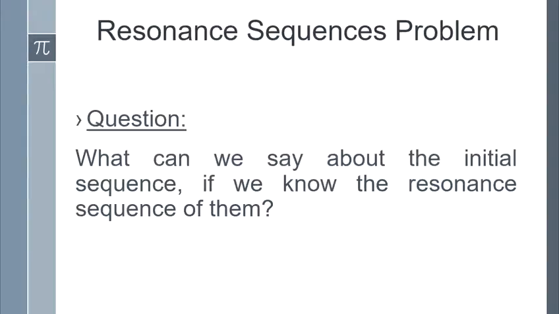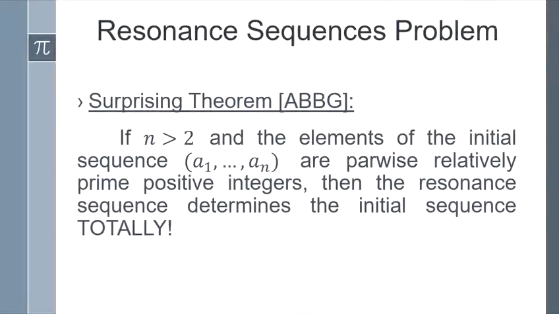Now you can ask the question: what can you say about the initial sequence given only its resonance sequence? A surprise theorem due to Alvarez, Birbrair, Berendt, and Giroux says that if n is bigger than 2 and the elements of the initial sequence are positive integers relatively coprime 2 by 2, then its resonance sequence completely determines the initial sequence.